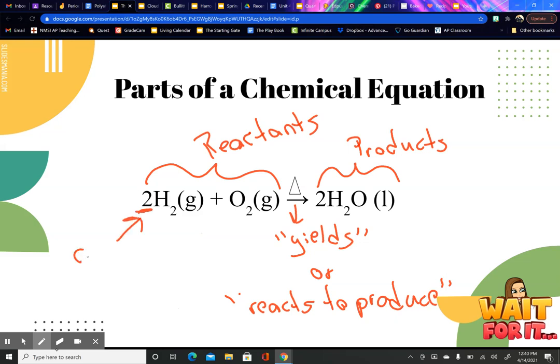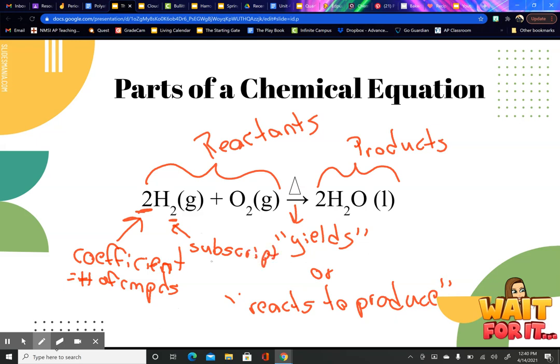That is called a coefficient. And what the coefficient does is it tells you the number of molecules that you have or number of compounds. How many total compounds do I have of H2? I also have this little 2, which is called a subscript. And that is going to tell me the number of atoms.